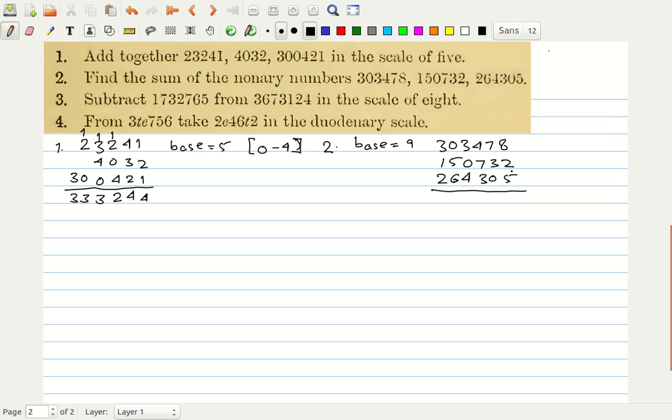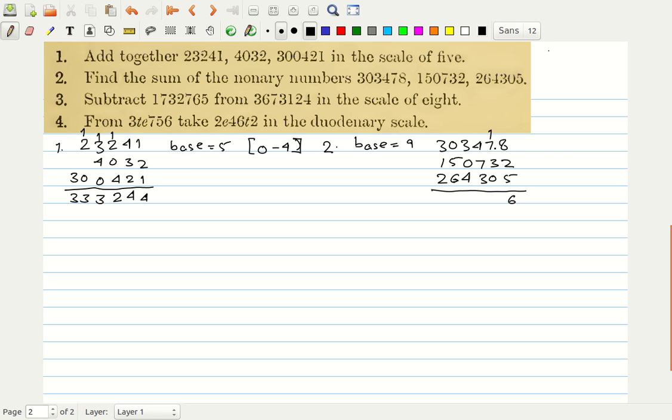So 8 plus 2 is 10. 10 plus 5 is 15, right? 15 is greater than 9. So if you divide 15 by 9, what is the remainder? Remainder is going to be 6. And what is the quotient? Quotient is going to be 1.